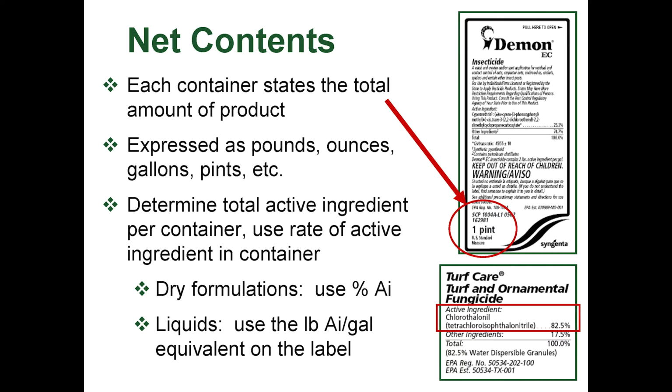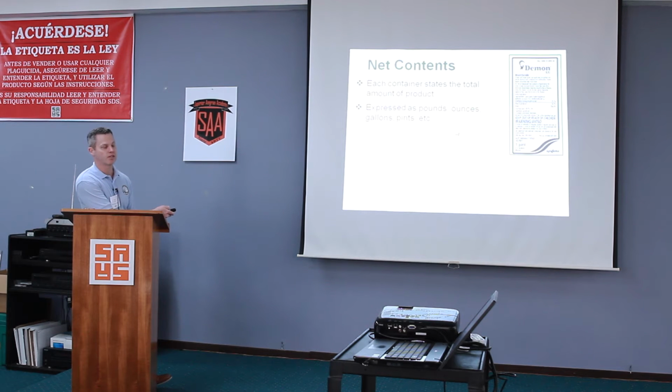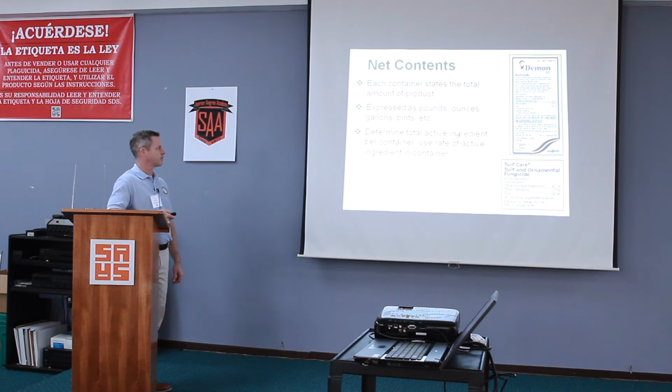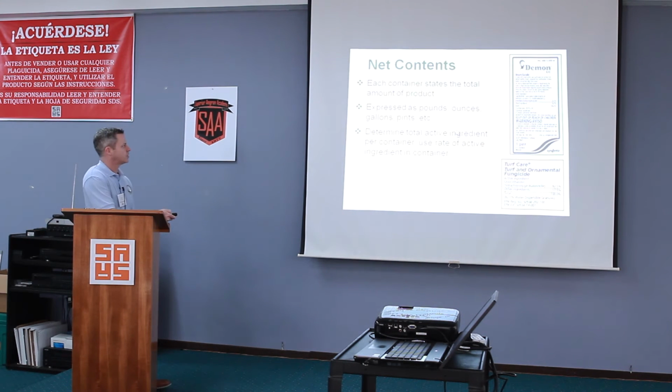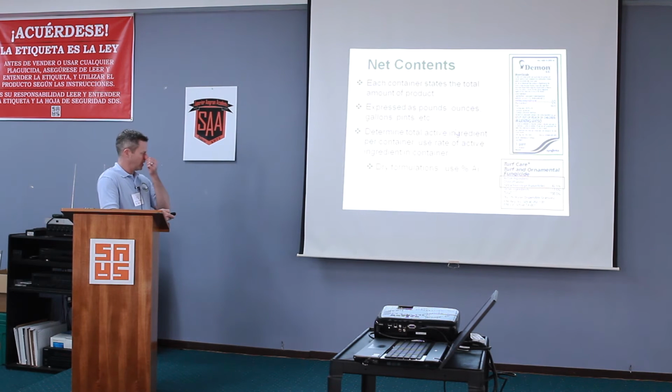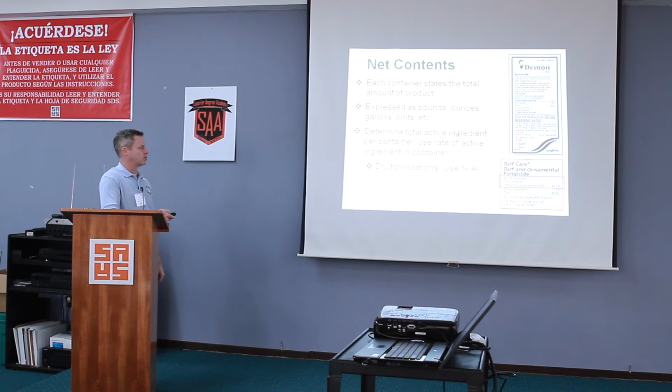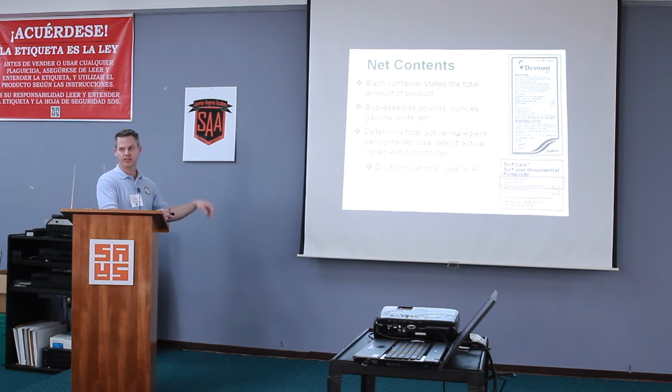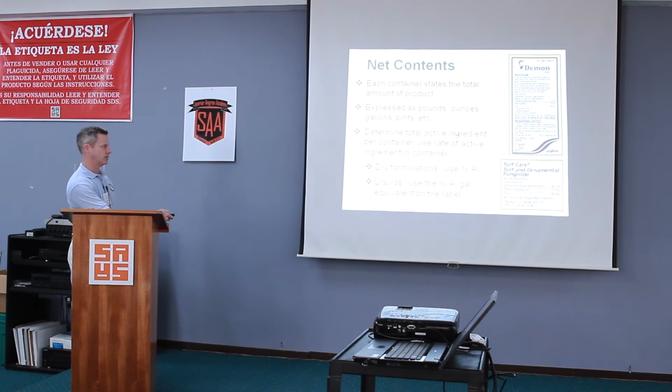Okay, and then we've got the net contents statement on the label. This is the amount of product. It can be expressed in pounds, ounces, gallons, or pints. And this is how you can determine the total active ingredient in that container. So dry formulations use a percent of active ingredient. So whenever you see AI, that stands for active ingredient. And liquids use the pounds of active ingredient per gallon equivalent on the label.